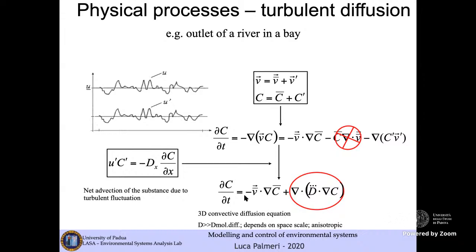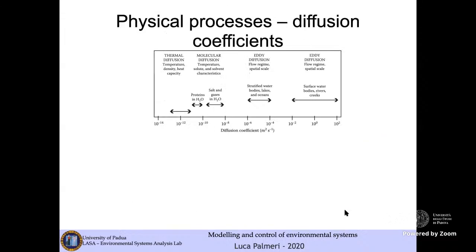Please note the values of the diffusion coefficient. In particular, the smaller diffusion coefficients are those of molecular diffusion. Molecular diffusion is due to temperature. So the turbulent diffusion coefficient, that is generally much larger than the molecular diffusion coefficient, depends on space scale, and it is anisotropic. This is why we need to include the tensor here.